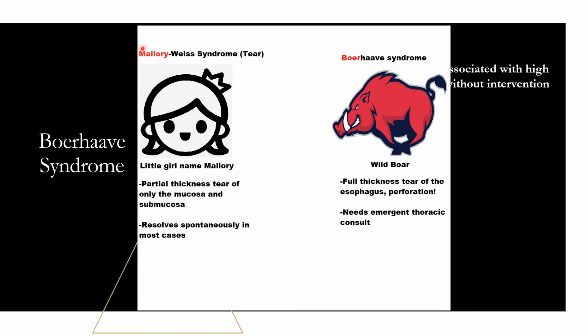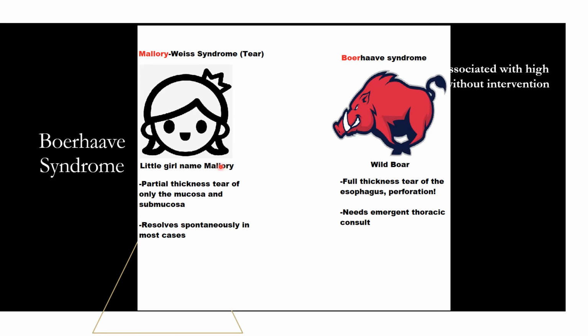Now, how do I remember the two? So what I've come up with here is Mallory-Weiss syndrome or Mallory-Weiss tear: a little girl named Mallory. So Mallory can't do much damage to your esophagus. She's just a little girl. She can only cause a partial thickness tear of the mucosa and submucosa. Most of the time, the tears that Mallory causes are going to resolve spontaneously.